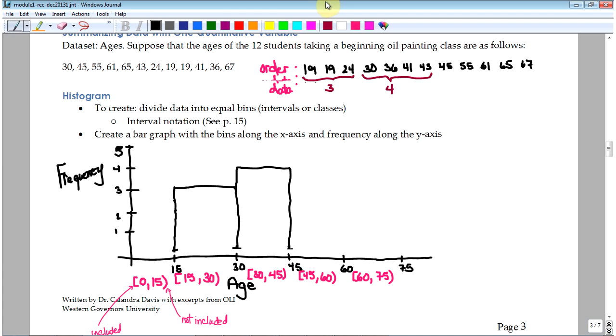So next, looking between 45, inclusive, going to 60, not including, we have 2. So at 45, I go up to 2, come across, back down at 60, and then we're going from 60, including it, all the way up to 75, not included, and we have 3 that are in that category. Okay, so we'll go up to 3, across, and back down in that last interval. Okay, so this is a way to represent quantitative data using a histogram.